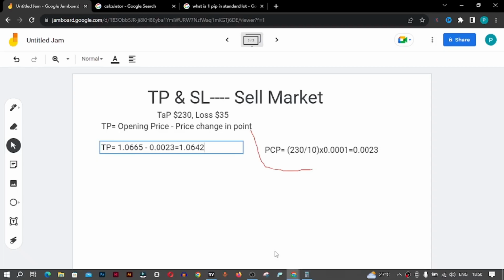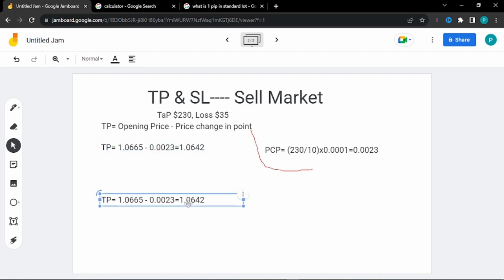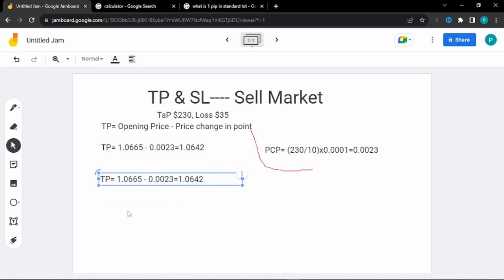And then now you've calculated your take profit in a sell market using the same formula but the opposite way to a buy market. So to calculate your stop loss in the sell market, it is simply over here, SL, stop loss, and then over here you will be adding. So you can see that the formulas are exactly the same but opposite of one another.